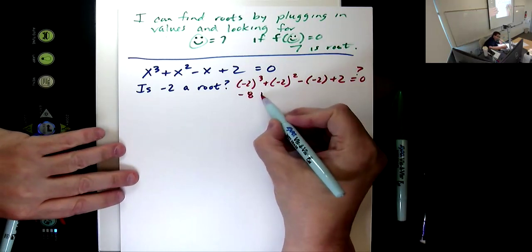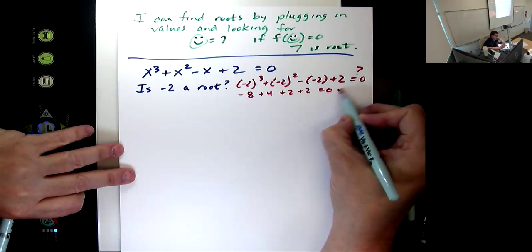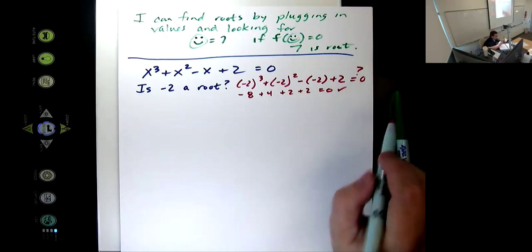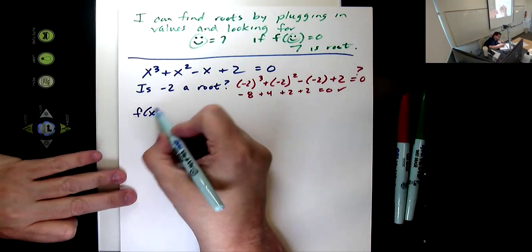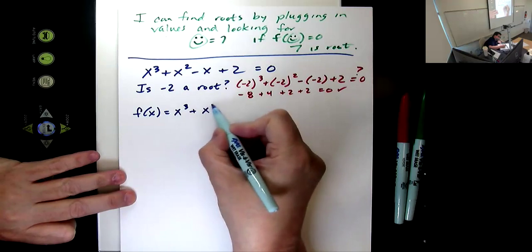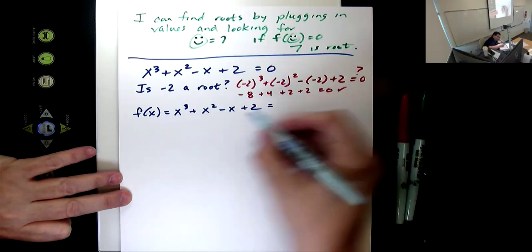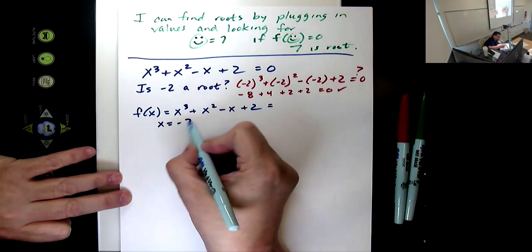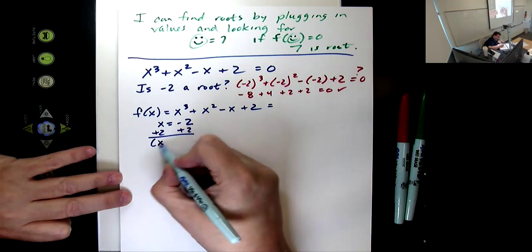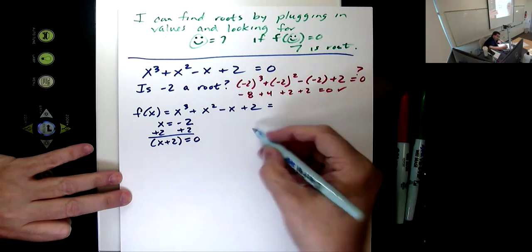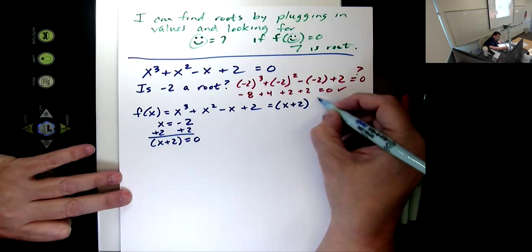This is -8 plus 4 plus 2 plus 2 equals 0. That's a confirmed 0. So this means if f of x equals x cubed plus x squared minus x plus 2, this means x equals -2 is a root. If I add 2 to both sides, I see x plus 2 equals 0. I can write this as x plus 2 times some other function.